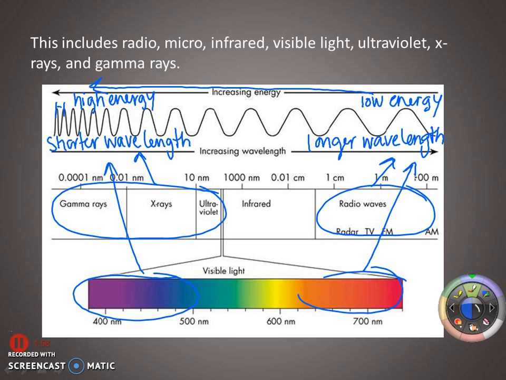So I need you to know high energy, short wavelength, that's where you have gamma rays, X-rays, UV, and that's where your purples and blues in visible light fall. Lower energy means a longer wavelength. You're stretching these crests out here. That's where your radio, your TV, and your reds are going to show up.